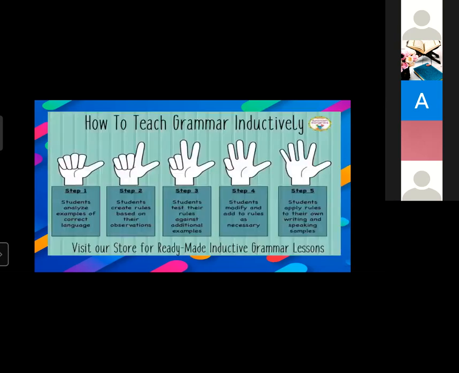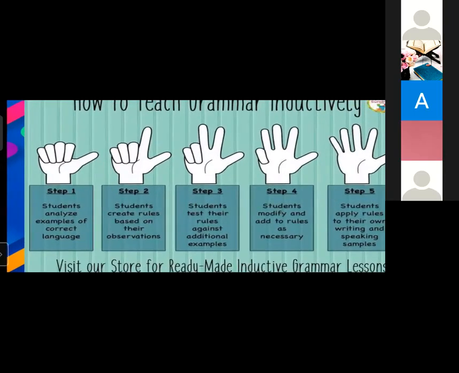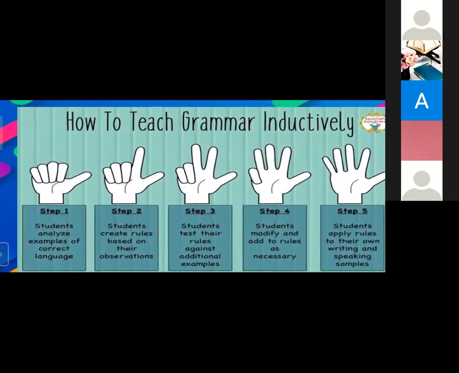Here, how to teach grammar inductively. The first step, students analyze examples of correct language. So first, as we have mentioned, you can tell them a short story, maybe a sentence or 2, and write the sentences on the board. Students analyze examples of correct language. Here we mean they look at the examples.